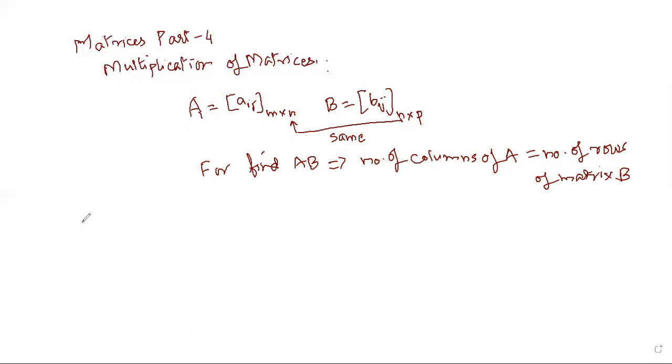So let us take an example of a 3 by 3 matrix. Suppose we have to multiply A into B. A is A11, A12, A13 in the first row, A21, A22, A23, and A31, A32, and A33.